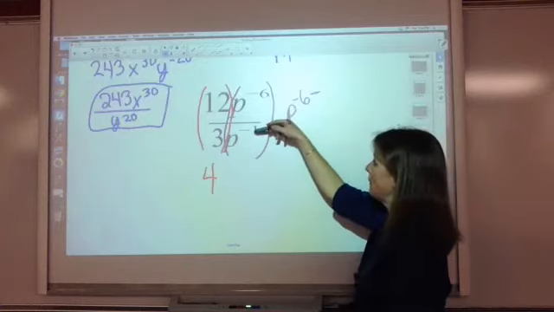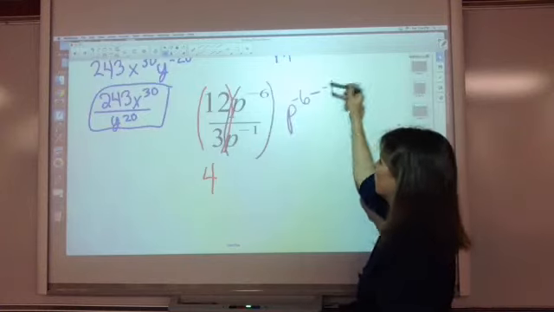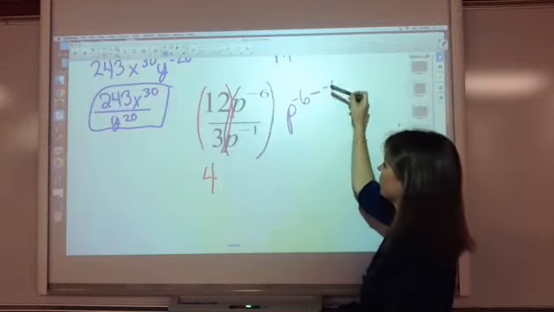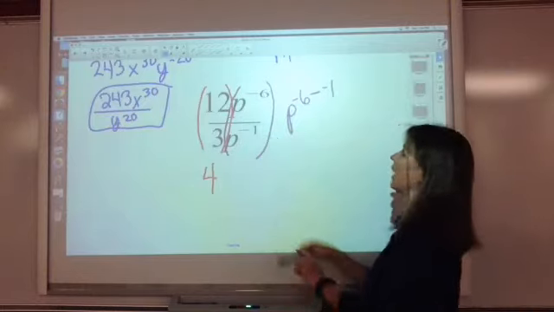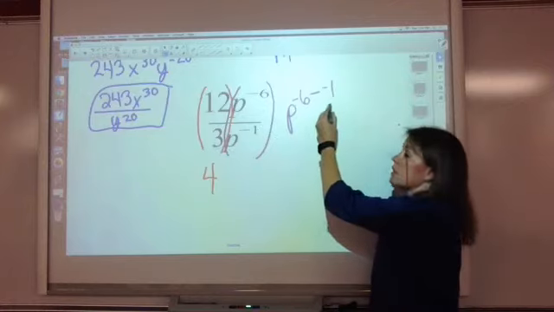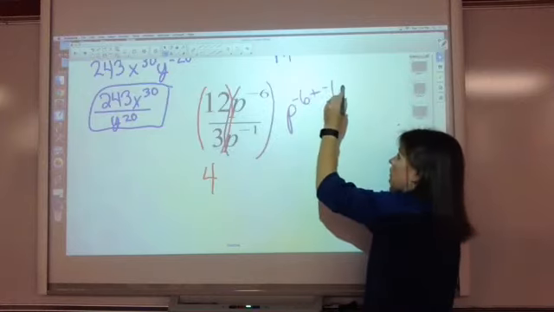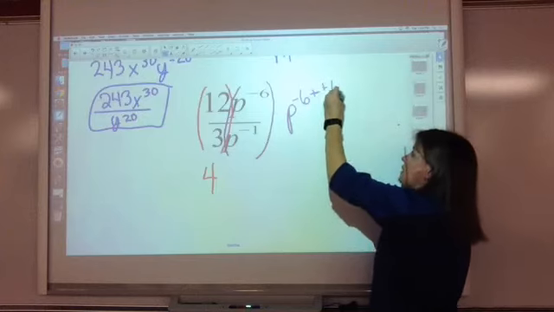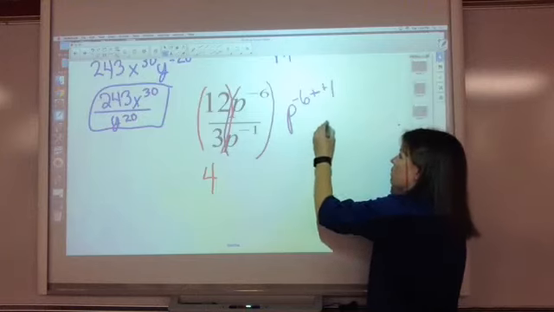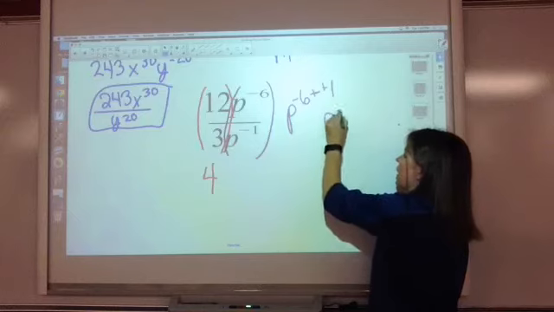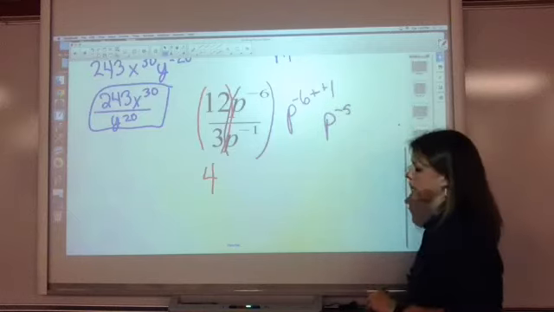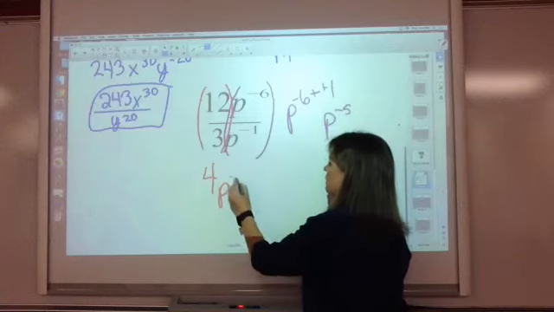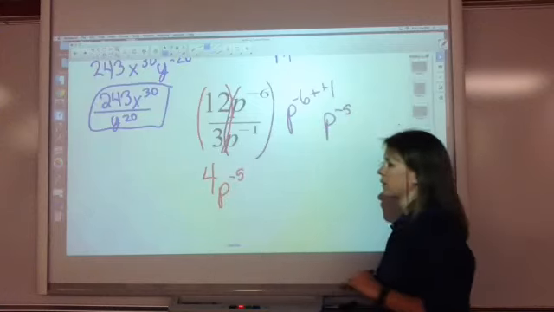Negative 6 minus negative 1. It's because they both have the same base. Keep the base, subtract exponents. Be careful on your minus a negative, very common mistake for most algebra students, and geometry and algebra 2 and pre-calc and calc. Minus a negative, you got to add them. That gives you p to the negative 5th power. Okay, so the answer would look like 4p to the negative 5th.